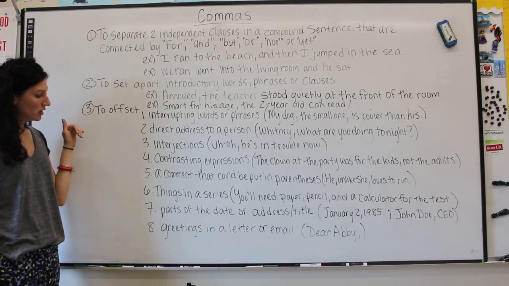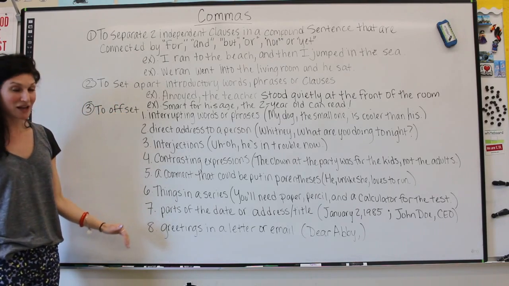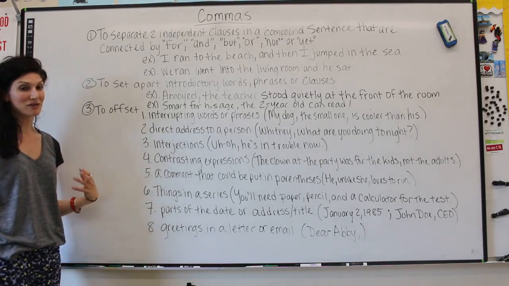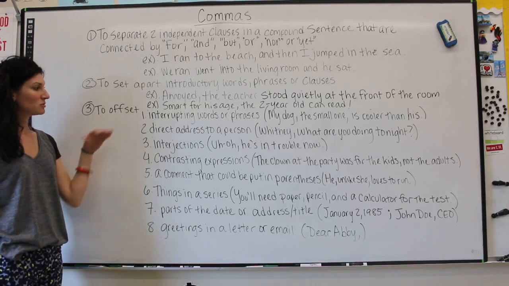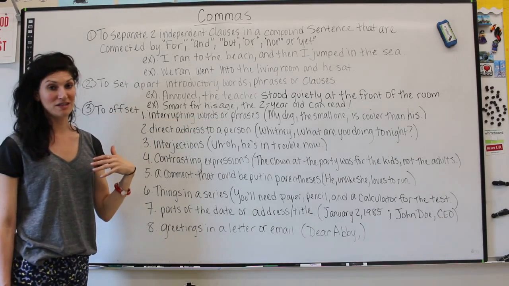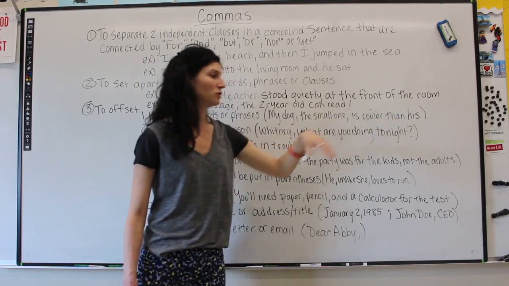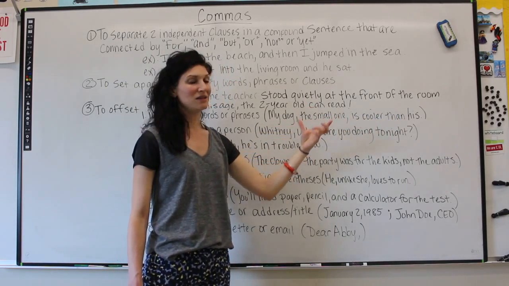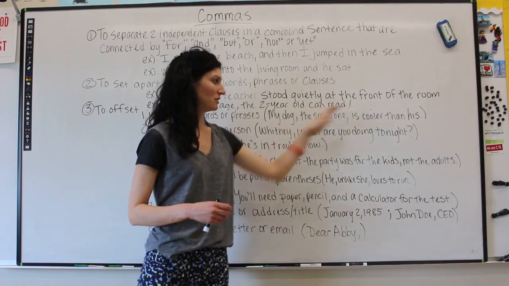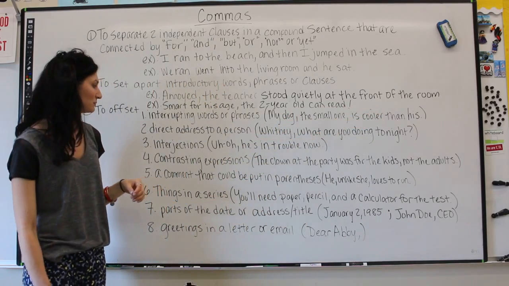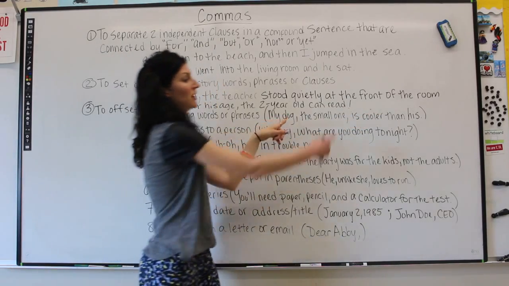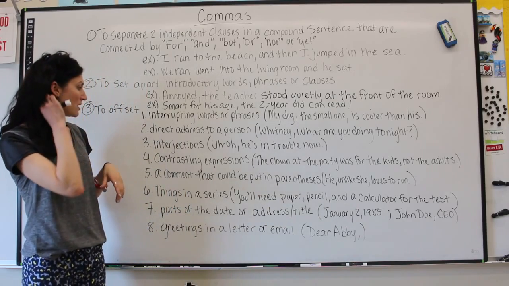Now, the third rule is actually a list of 8 other things that we would use commas to offset. So we would use them to offset interrupting words or phrases. For example, my dog, the small one, is cooler than his. The small one is a phrase that's interrupting the rest of the flow of the sentence, and we would use commas before and after it to offset it.